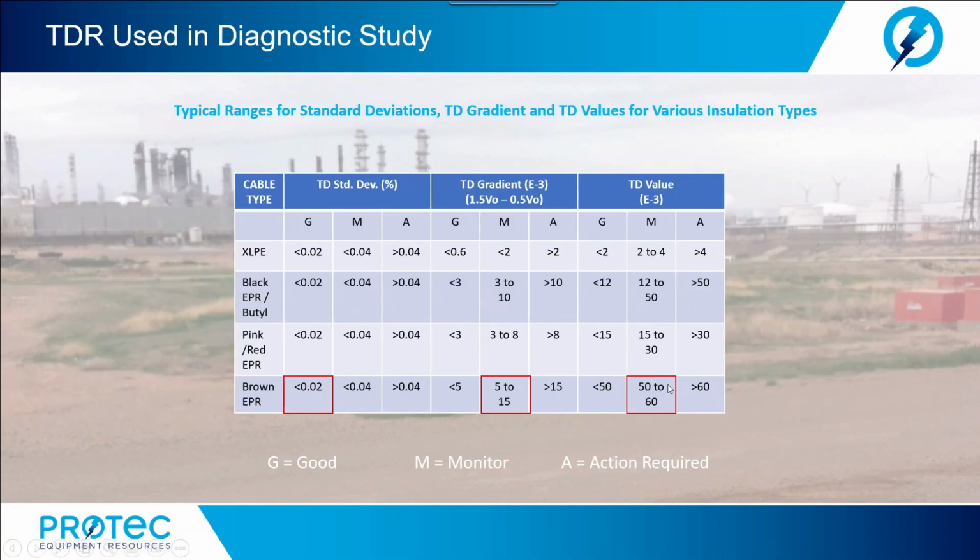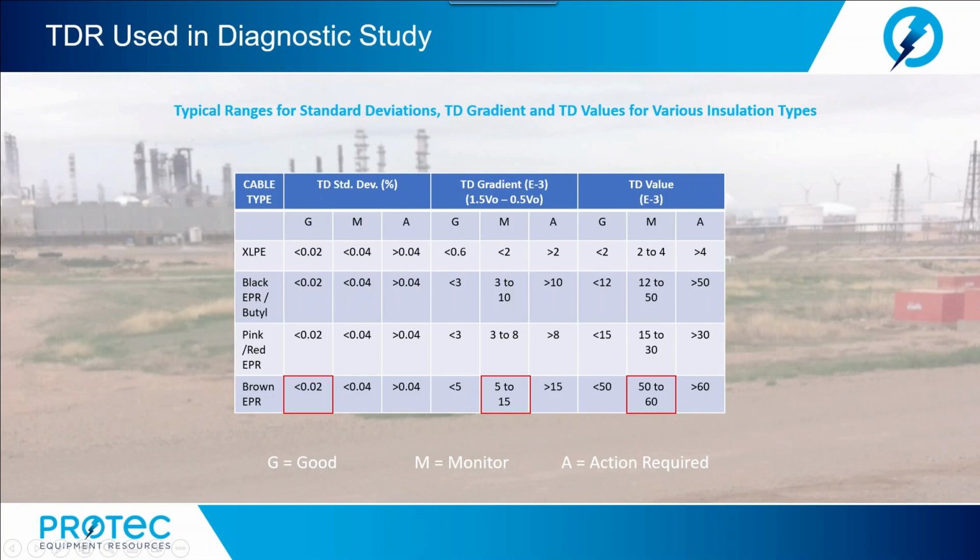Well, the tan delta had dropped, now putting us into the monitor category. We see that the stability got much better, putting us into the good category. And we see that the amount of tip-up was also reduced by removing that 400-foot bad section. And we're now into the monitor.